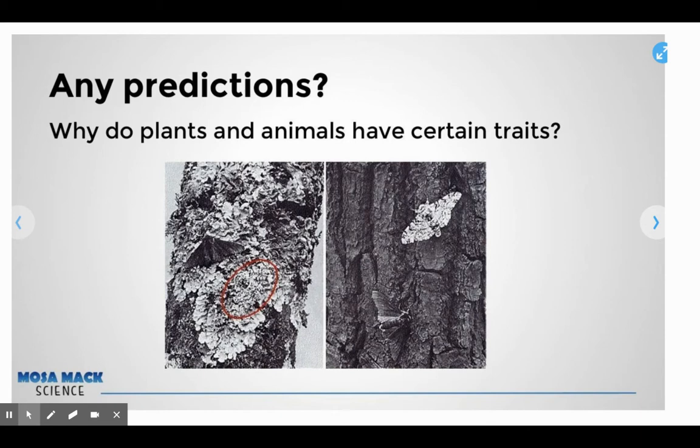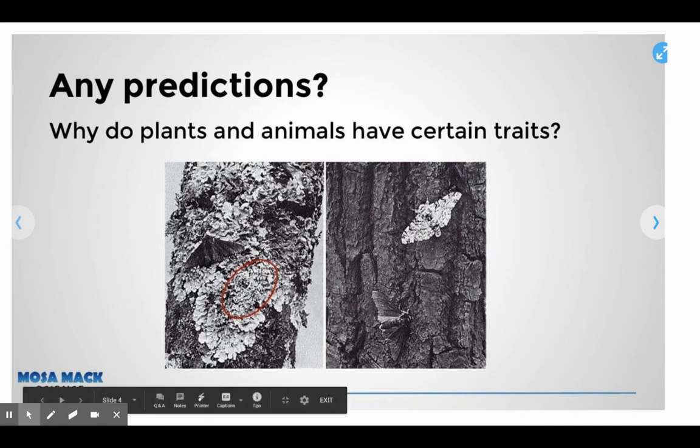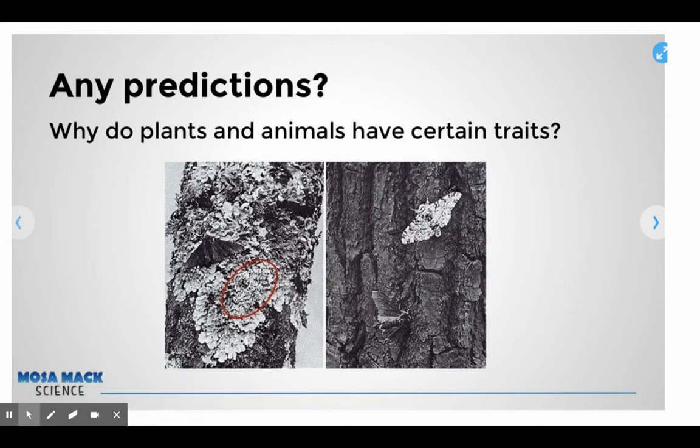So animals and plants are both adapted to their environment. Some are better adapted than others. Stop and think about why plants and animals have certain traits. Here's an example that we've talked about quite a bit, the peppered moths. Why do animals have certain traits? Why do plants have certain traits? Pause the video, discuss, and then come back.